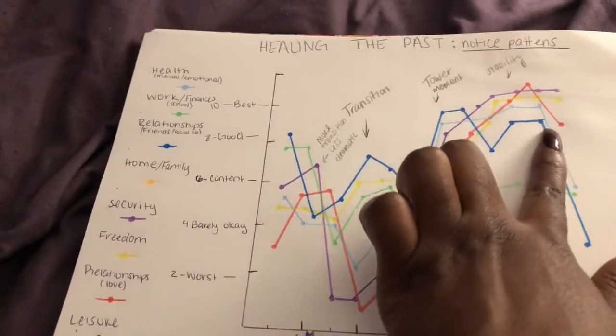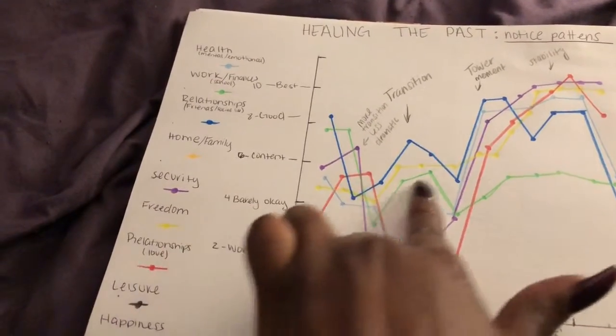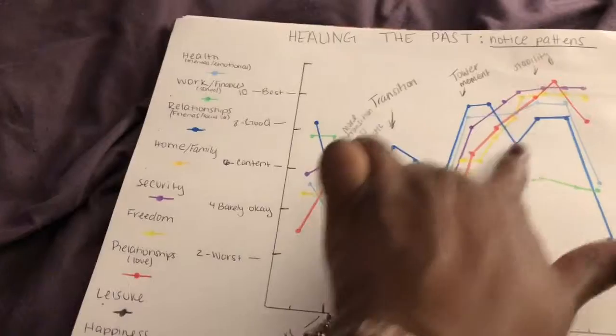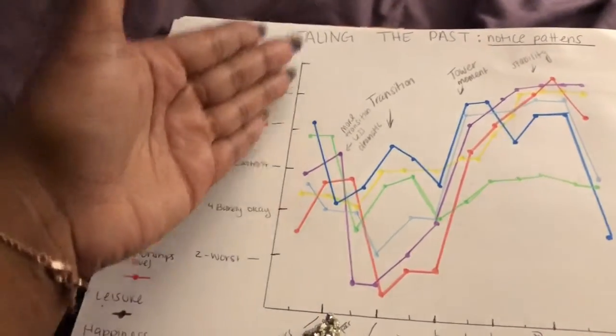And also through this, I noticed how my home and family has gone down over time. It didn't make any real jumps. It just kind of went down. So that's something I also want up here.